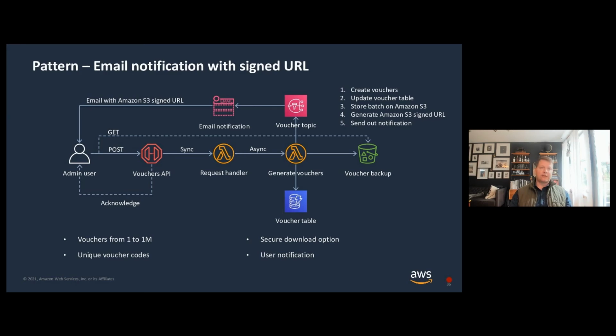So the synchronous call is the conversation that the vouchers API Gateway is having with that request handler. So saying either I received the request for generating the vouchers, or the API Gateway just kind of times out and there was no response.